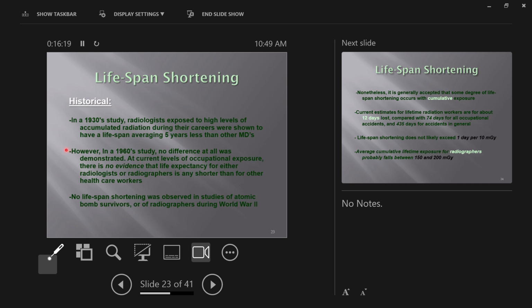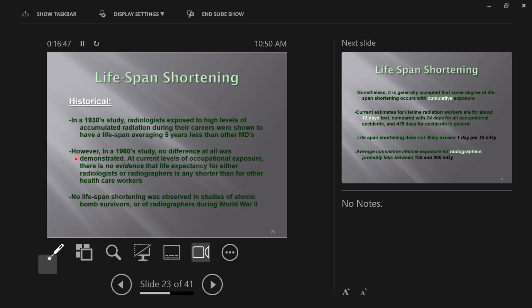But then we move on. By 1959, we'd locked down the rules for radiation safety, and from the 30s on, we'd sort of been using these same rules. So we'd been safe around radiation for a while by this point. By the 1960s, no difference at all was demonstrated in lifespan shortening for radiologists. So we got our stuff together, in other words. No difference at all was demonstrated at current levels of occupational exposure.